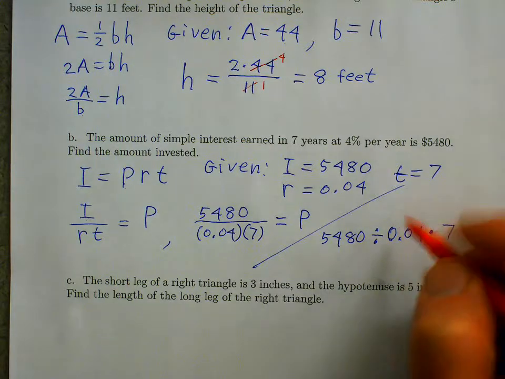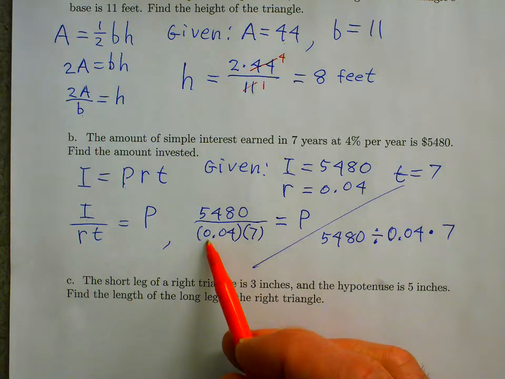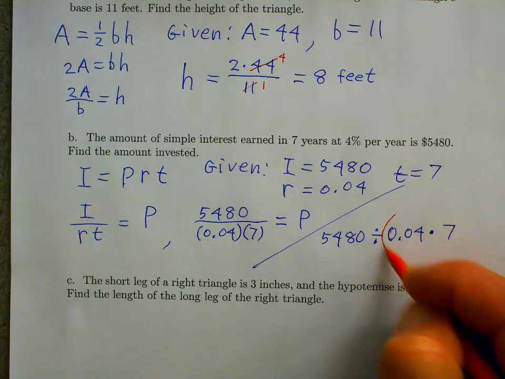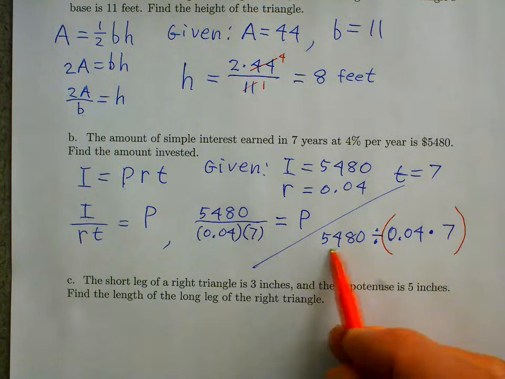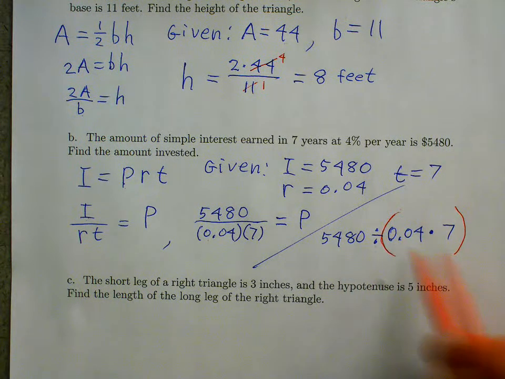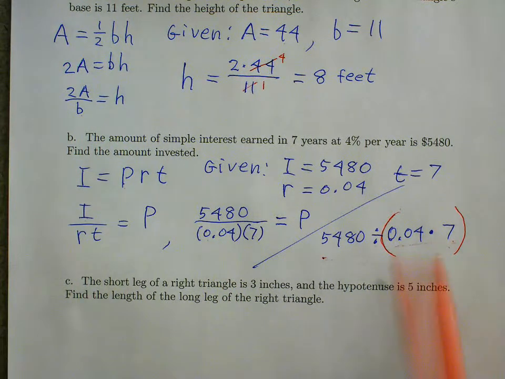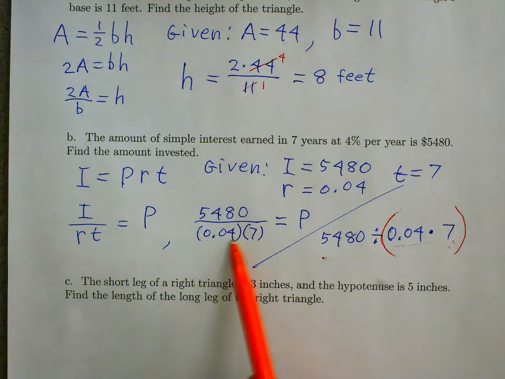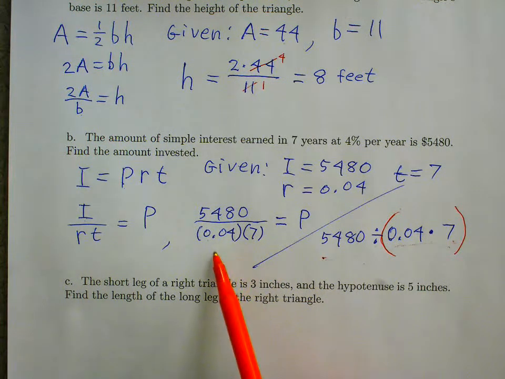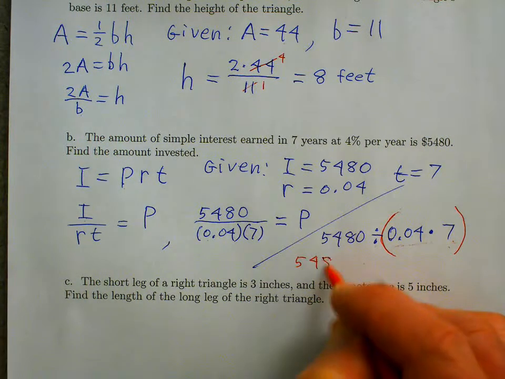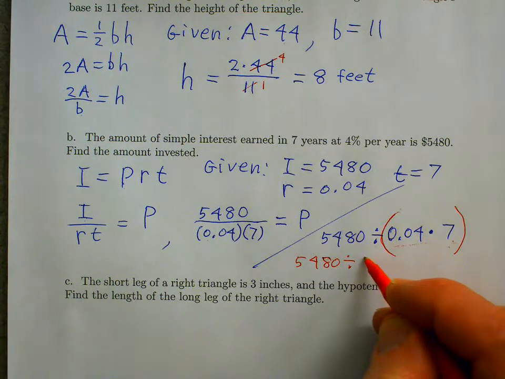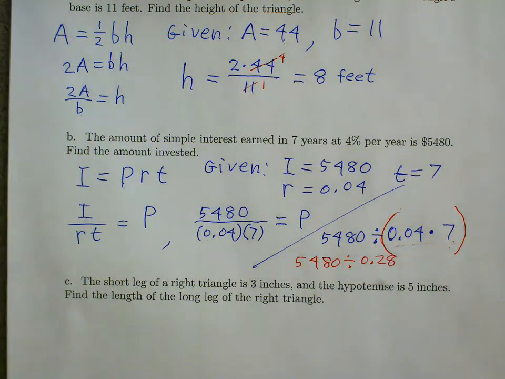So you can avoid that if you put in parentheses, so it's 5480 divided by, in parentheses, this entire product, 0.04 times 7. You can experiment with your calculator just to see what I'm talking about. Another way to avoid the error is to multiply 0.04 times 7 first. That's just 0.28, right? And then you can just divide 5480 by 0.28 directly, and that should get you the right result.